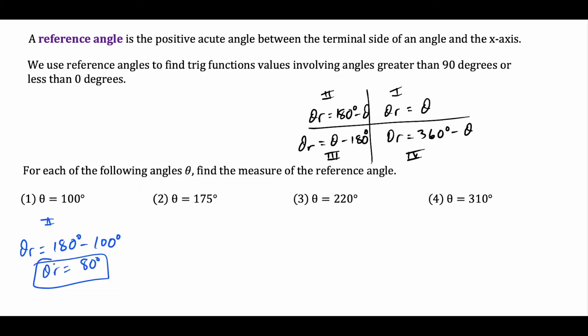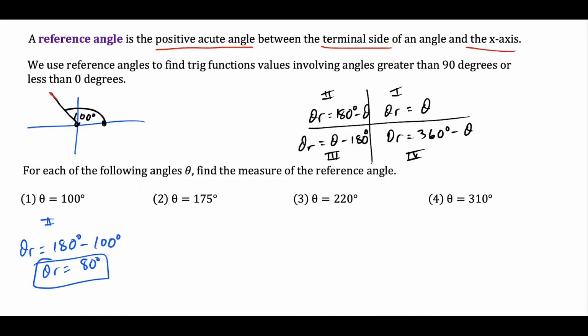But the way I like to do these questions is I just go by the definition. I try to really understand the concept. And if I were to sketch this out, a 100-degree angle from standard position, if I start here on the positive side of the x-axis, is going to go like this into quadrant 2. So there's my 100-degree angle, but if we follow the definition, a reference angle is the positive acute angle between the terminal side of the angle and the x-axis.